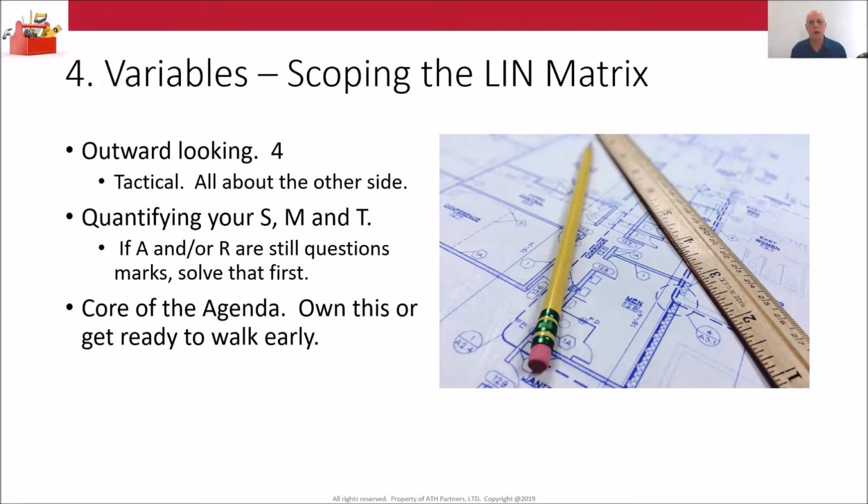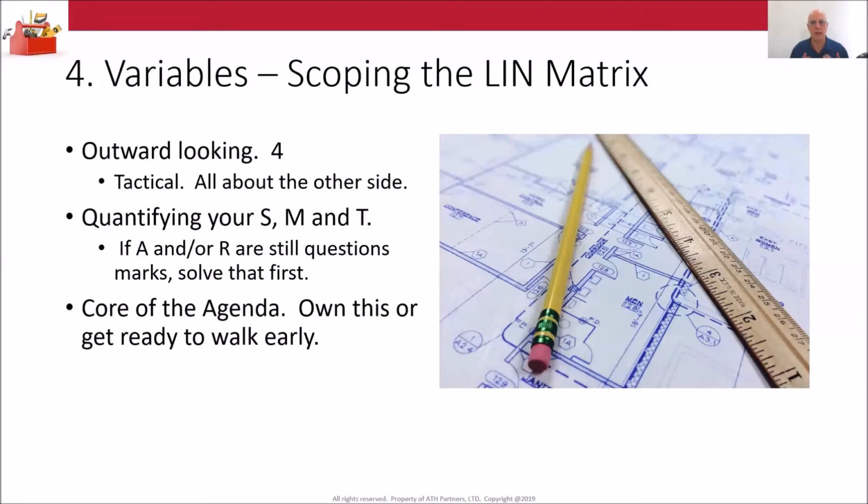We're going to start our scoping. We're going to start figuring out the size and the shape of our deal by quantifying, going back to our SMART goal system, and quantifying our specifics, our measurable, our metrics, and our time. If A and R, if actionable and realistic are still question marks, you've got to solve that and then make a decision. At this point, once we start dealing with the other side, we want actionable and we want realistic to be built in. Lin matrix is going to be the core of the agenda.